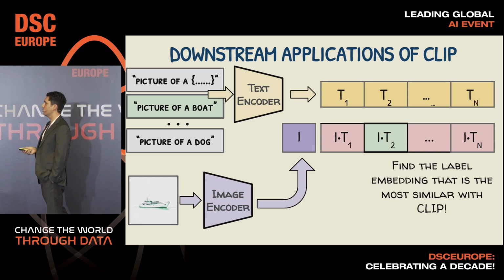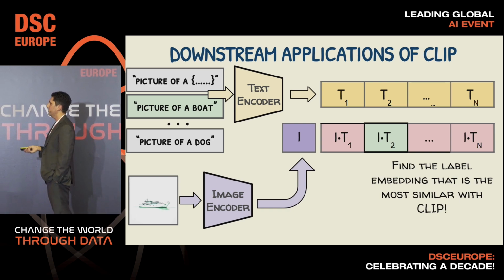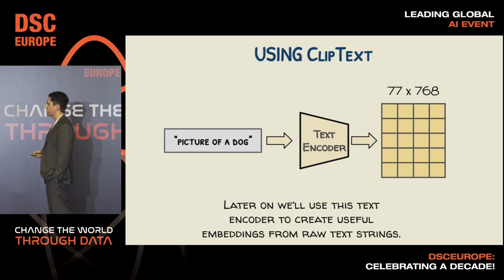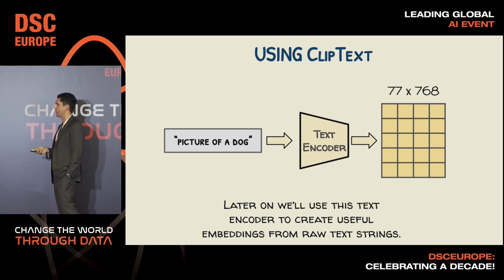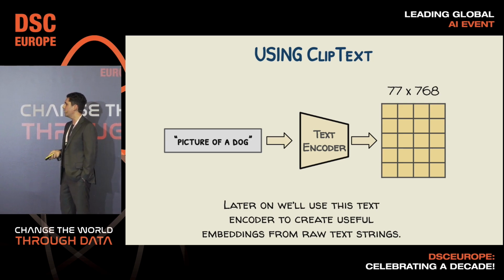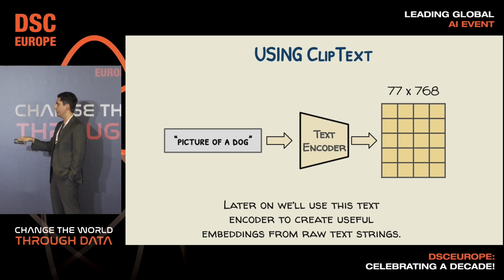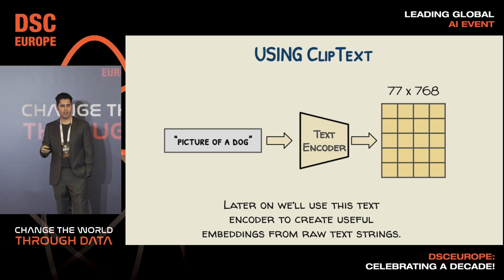For our use case, we're most interested in this text encoder that has some connection to images. And the actual vector from the original CLIP paper, I believe, is 768 dimensions. And later on, we're actually going to use this text encoder to create useful embeddings from raw text strings.